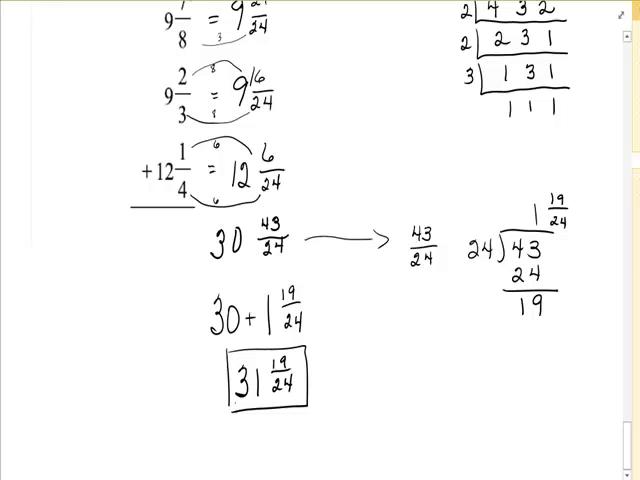So I did have a mistake in the work, but I caught it as I was looking at it. I had carried a 2 when I needed to carry only a 1, so I hope you caught that mistake even before I did. The fraction was improper, changed it to a mixed number, added the 1 back into the 30, and kept the proper fraction 19 24ths. Okay, it's your turn to practice.